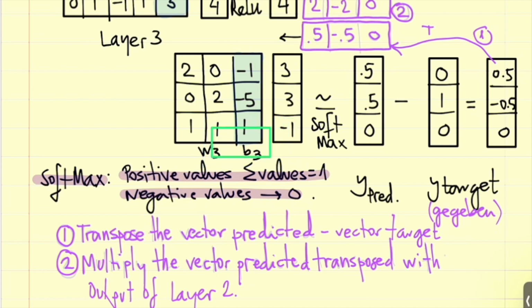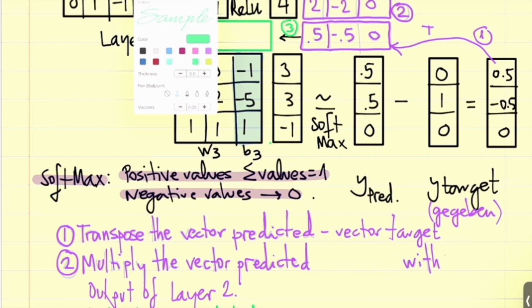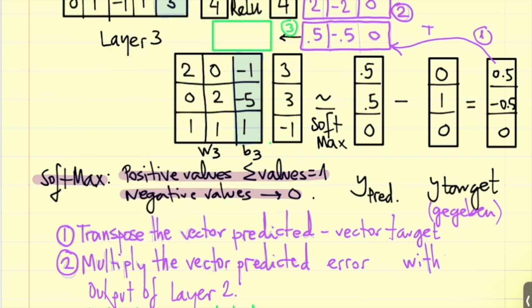So in order to do that, we go there and we say, okay, I multiply, third step, the predicted error. This is actually what we are multiplying, the predicted error, error of layer 3, with the weight 3 matrix.